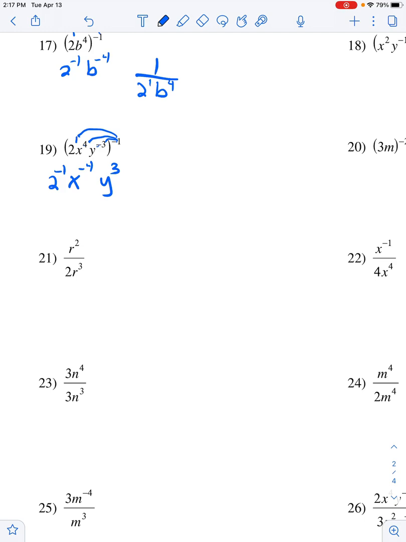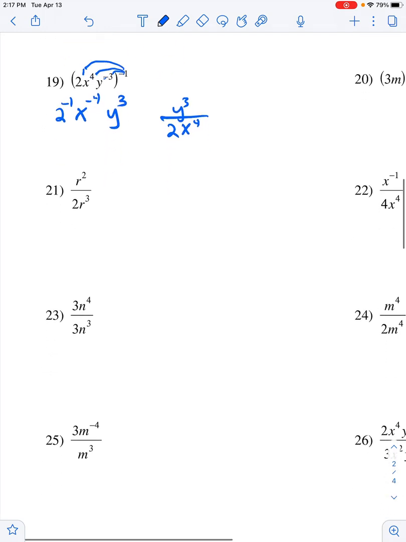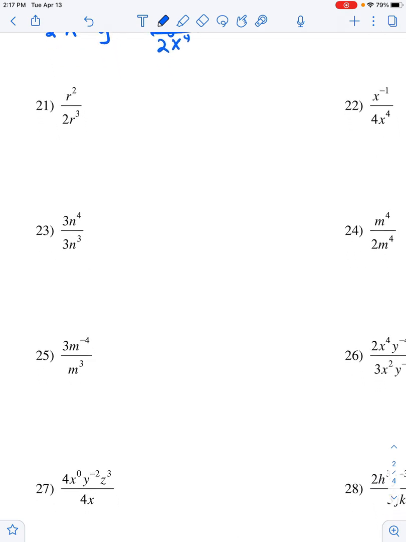Since that 2 has a negative exponent, flip it. Since the x has a negative exponent, flip it. The y doesn't, so it stays where it was. Now when we divide, we're going to subtract exponents.